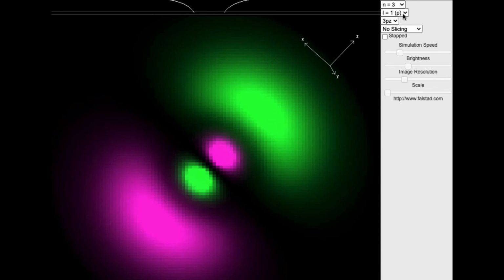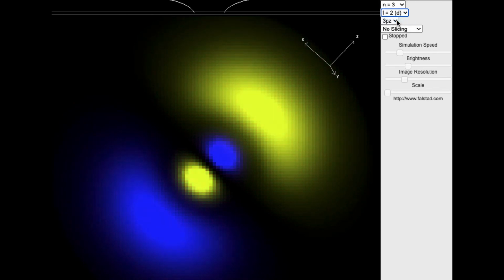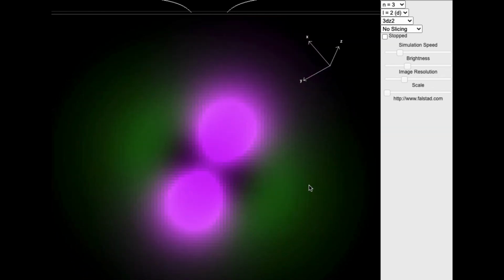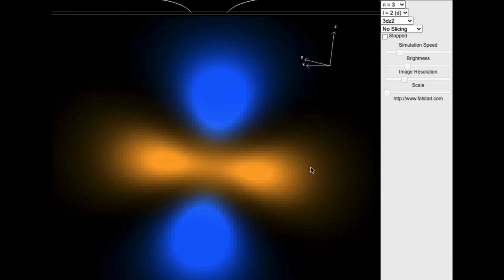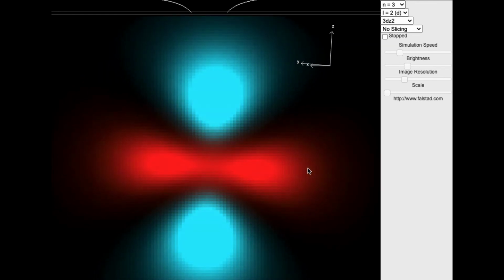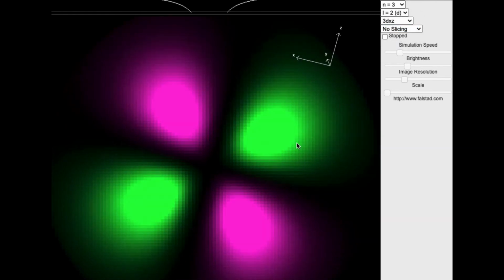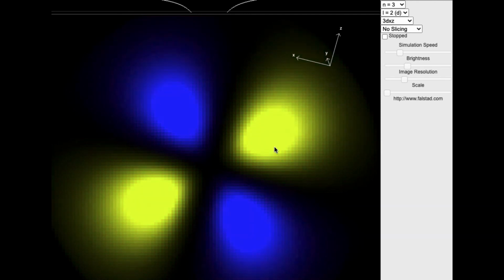model, right? So let's take a look at D's now, because the L equals 2 or D options are now available now that we're at the n equals 3 level. And here is an interesting result. So this is what we would call the 3DZ squared. This one's a bit unique, so let's leave it off just for a moment and take a look at some of the others. There is that cloverleaf pattern that I talked about earlier.